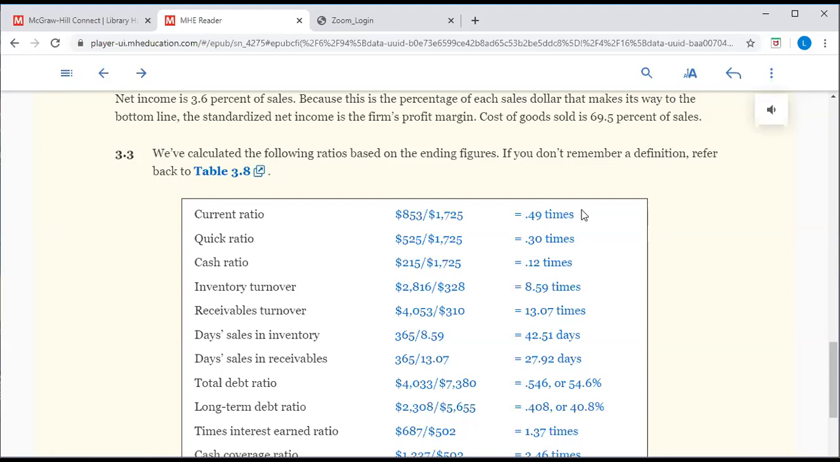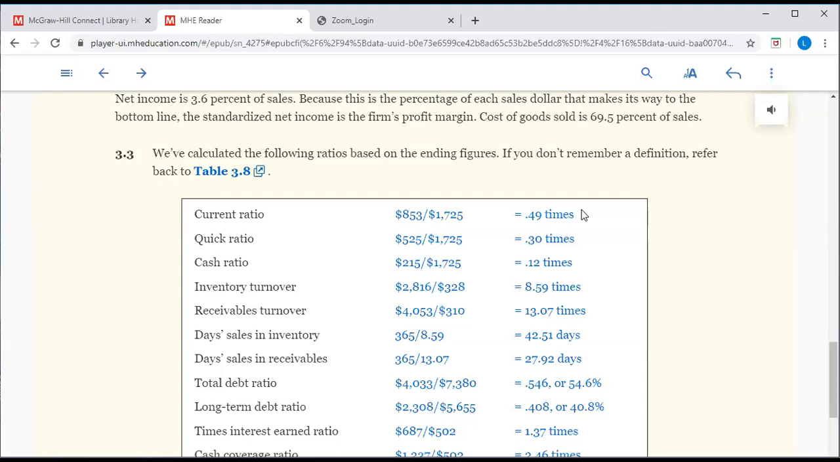If they divide that into 365 days, that tells us how many days it takes from the sale to collect the cash on average. So it takes about 27.92 days, or 28 days, for the company to receive their cash on average from the date of the sale.